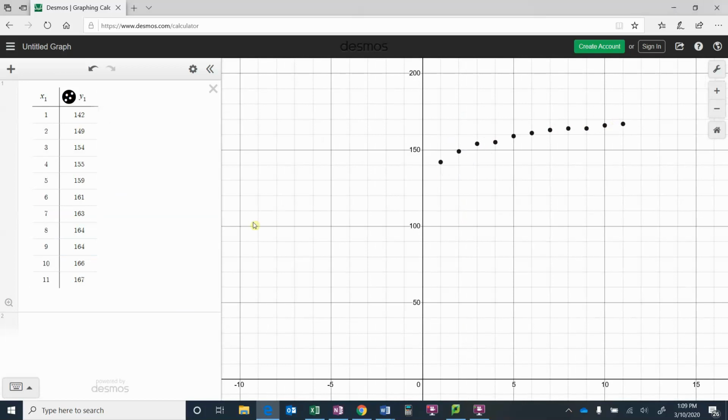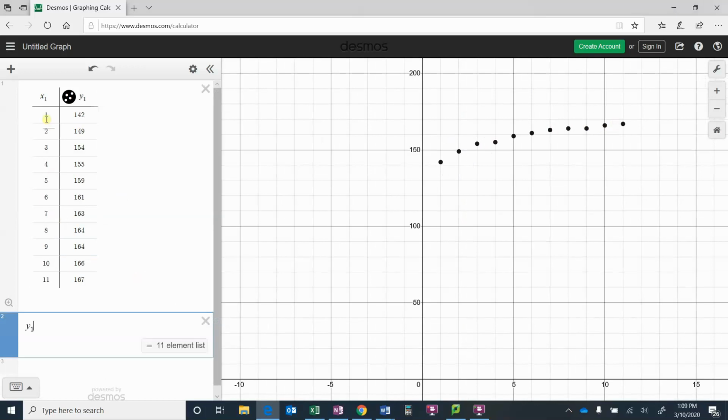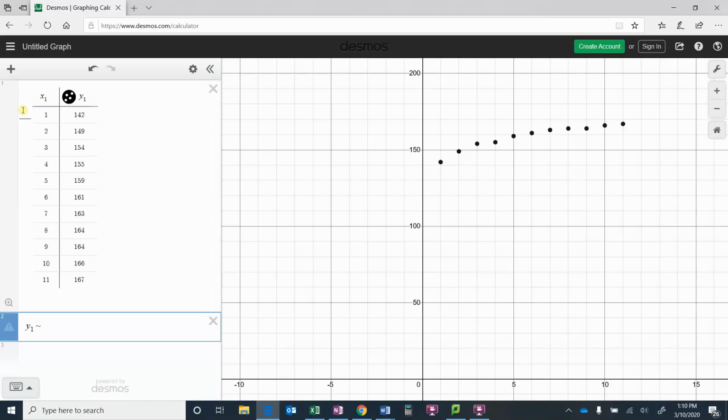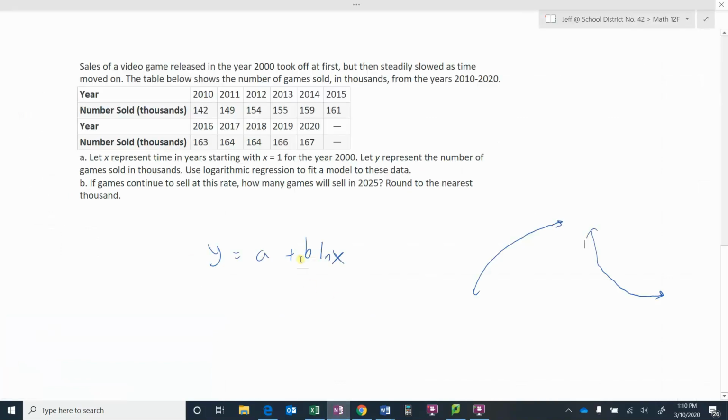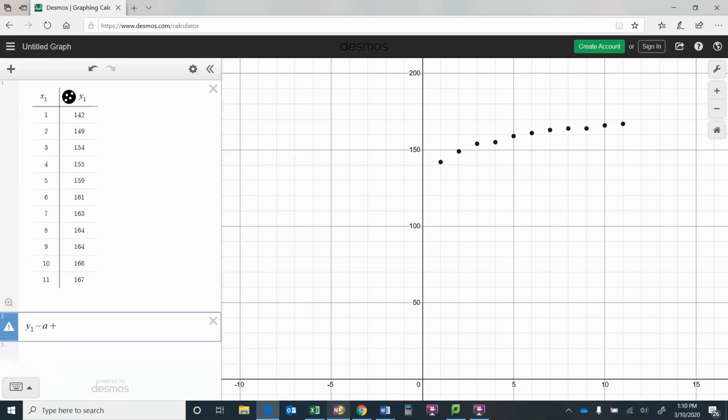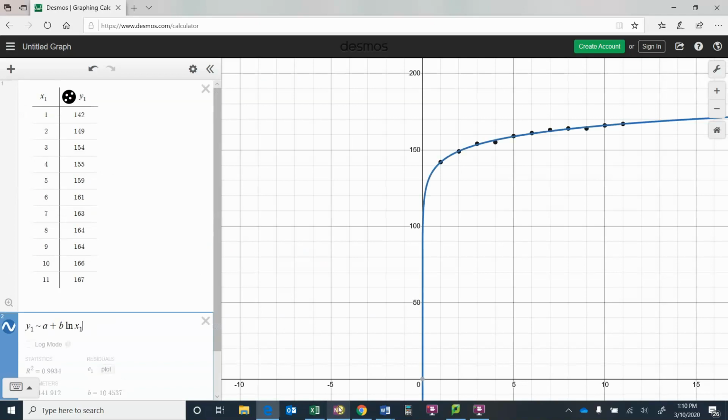Now what we'd like to do is put a regression through this. So we will go here and enter this in. So y1, and then we hit the character underneath the escape button, that little squiggle. It tells us to do a regression, and we're going to use that same model, a plus b ln x. So a plus b ln, and then I'm going to put x1 in there so that it knows to grab this information from the table that I put in.